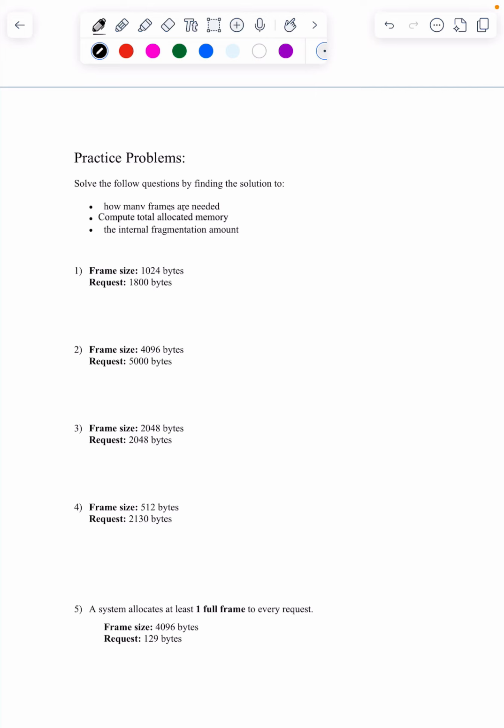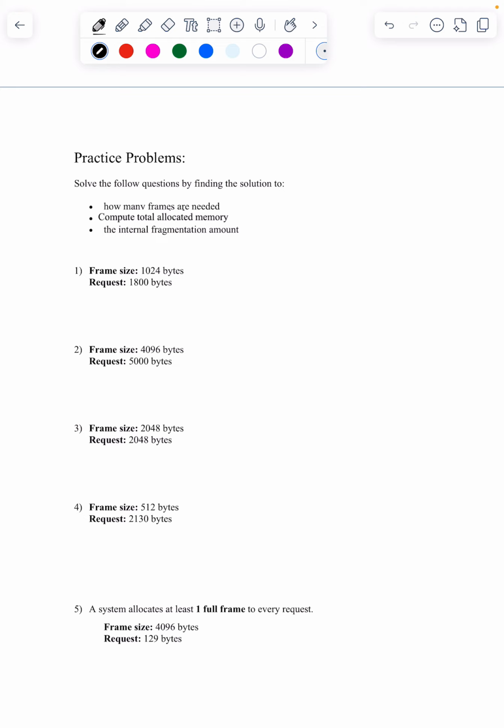Okay, let's get started on how to solve some internal fragmentation problems. As you can see, I have 5 over here with me. We're going to try to figure out how many frames are needed, the total that's allocated, and then what the internal fragmentation is. Let's start with the first one. The first one has a frame size of 1024 bytes, and the requested is 1800 bytes.